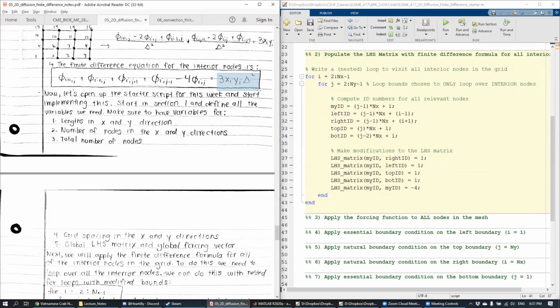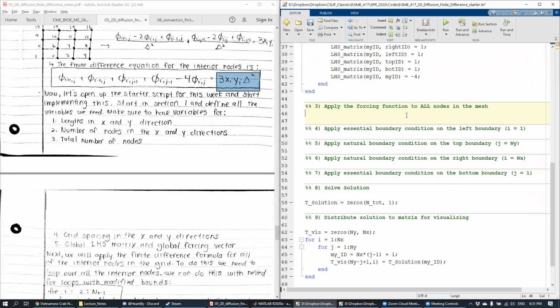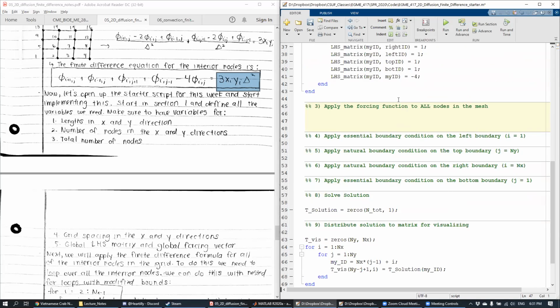Okay. And so now that's one part of the equation here. And so now let's go ahead and apply the second part. And so the second part here is going to be our forcing function. And so that's going to take place just on the right-hand side vector. And so that's going to be section 3 right here. So section 3, we're going to apply the forcing function to all the nodes in the mesh. And so the key here is all the nodes.